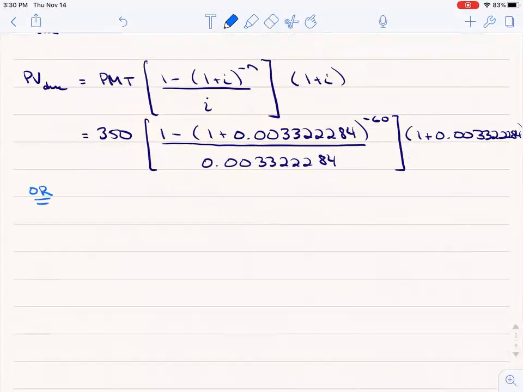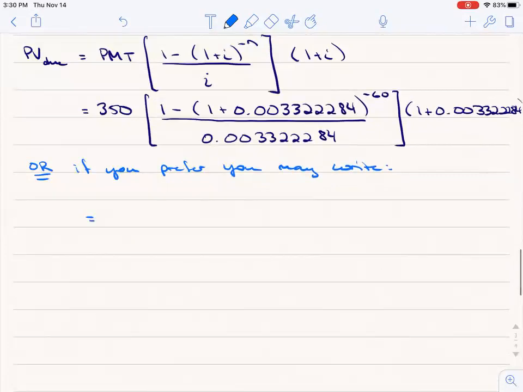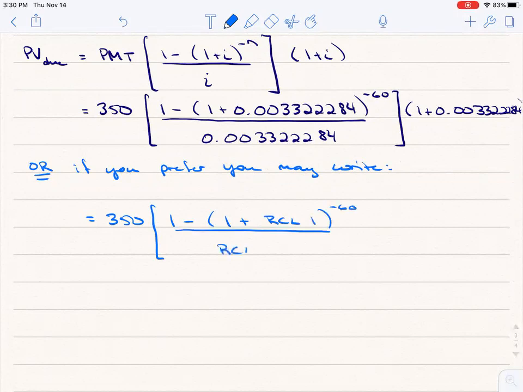Or, if you prefer, you may write equals 350 times 1 minus 1 plus recall 1 to the negative 60 over recall 1 times 1 plus recall 1. Assuming that you've said where you've stored I2.